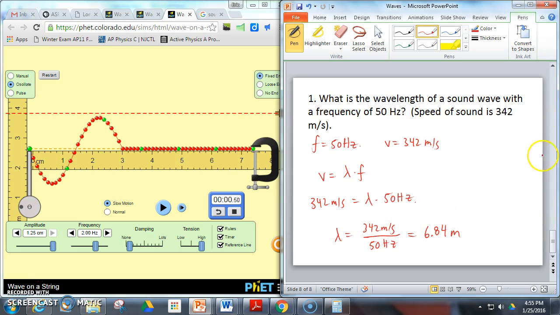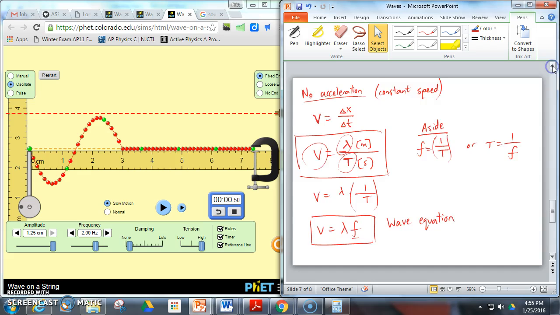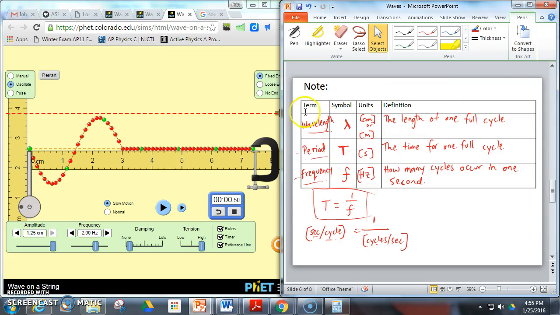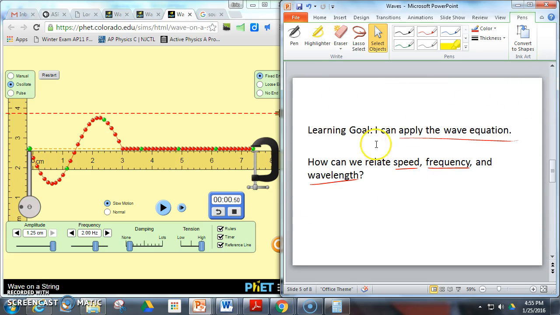So hopefully at the end of this video you understand what these terms are, but you can also apply that wave equation, which relates speed, frequency, and wavelength.